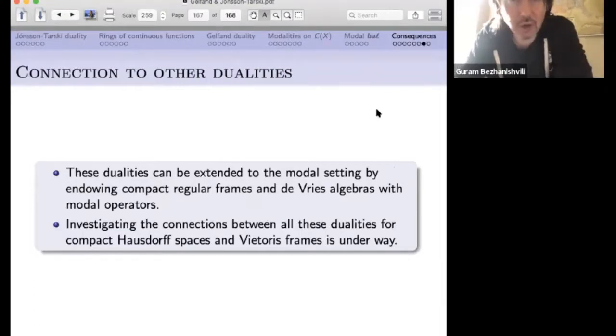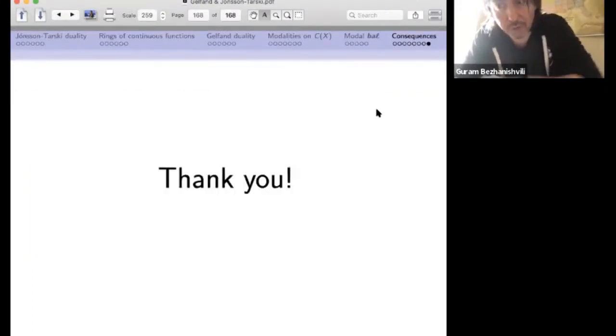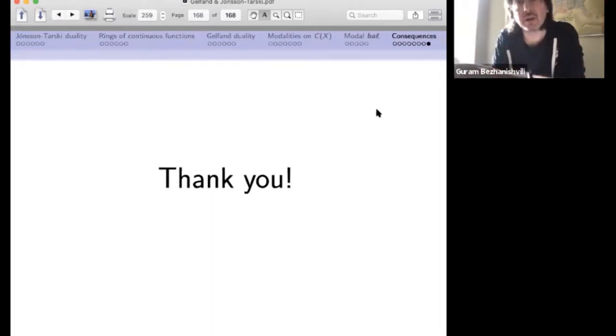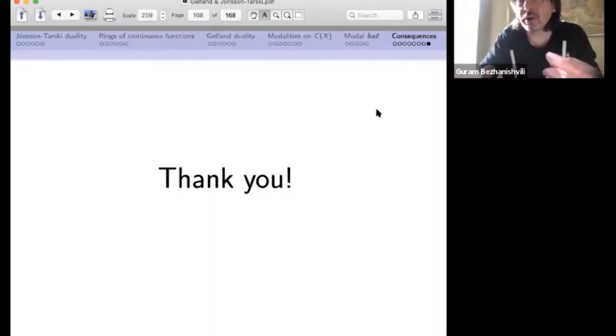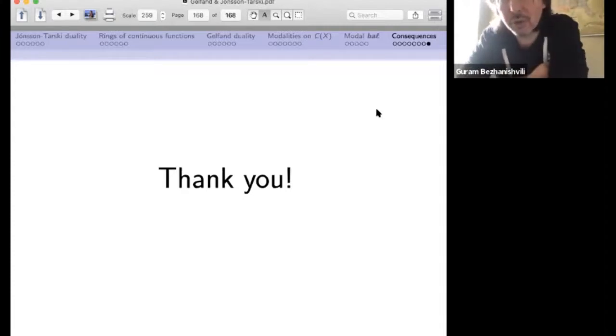I guess I'll just stop here. So I hope that these gave you some idea about how these ideas from the branch of mathematics that allows you to present Gelfand duality, how you can use these ideas to generalize this theory or this Jonsson-Tarski duality to this more general setting of compact Hausdorff spaces. I'm happy to take whatever questions you have.